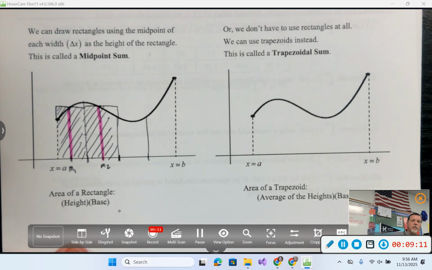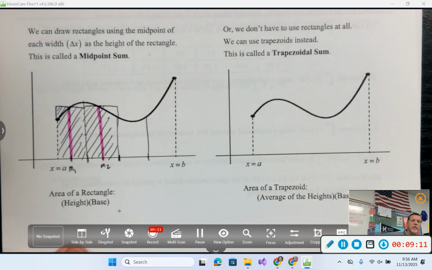Do you have a rectangle is base times height? Yes. Each height, okay, here's where we start getting a little more algebra. Each height is the function value at each x value. Another way to say that is each height is the y value at each x value. And each base is delta x. That would be the width of the subinterval. The area is the sum of all the areas.